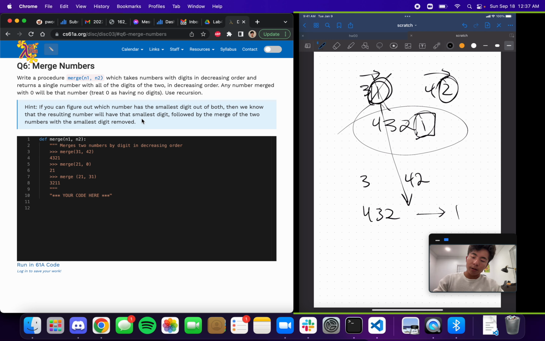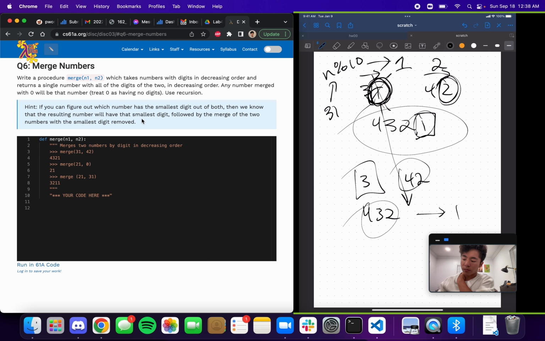How do we compare the 1 and the 2 and find out which one is smaller? Well, we want to use the modulo operator. Remember n mod 10: if n was 31, then n mod 10 would get us 1, and with 42 it would get us 2. We compare the 1 and the 2, and we see that 1 is smaller, so 1 is the digit that we want to take out of 31. It becomes 3 and 42, and we get 432. We put that 1 back in. On the other hand, with 53 and 42, now we know that the smallest digit is the 2.